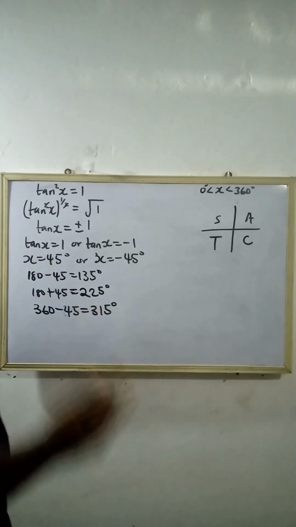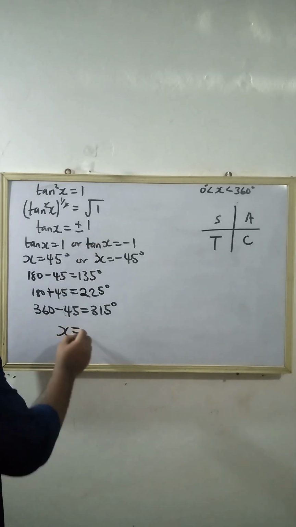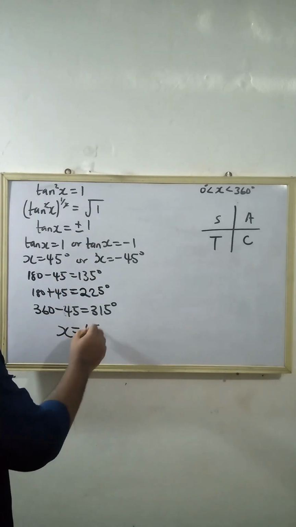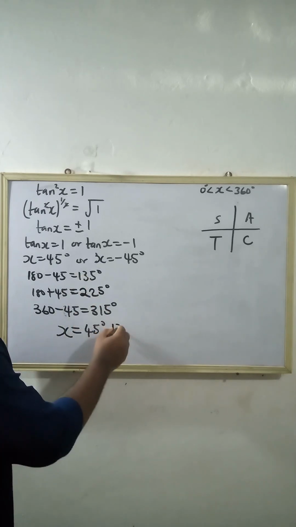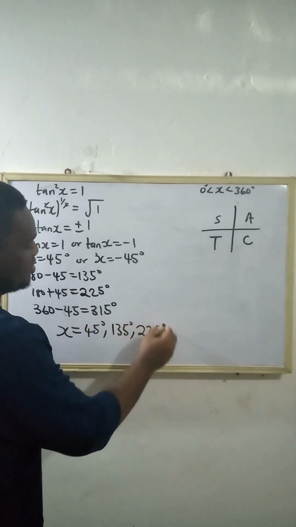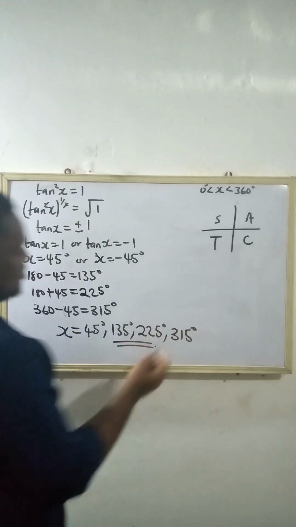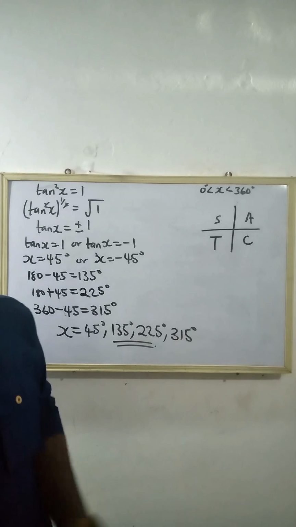So all of the solutions that satisfy that equation are x equals the first one, 45 degrees, the second one, 135 degrees, the third one, 225 degrees, and finally 315 degrees. So that gives me the solutions for x.